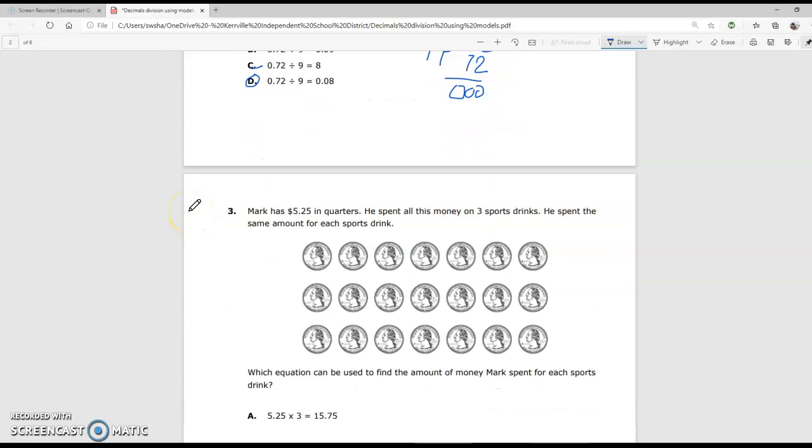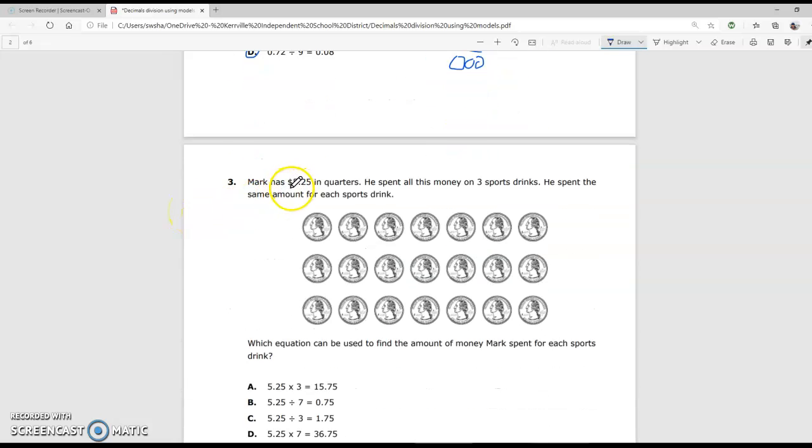Okay, let's look at number 3. Mark has $5.25 in quarters. This is the total. And he spent it on 3 drinks. And he spent the same amount for each drink, right? So this is already lined up into 3 sections. So you can just say, okay, this is my 1.